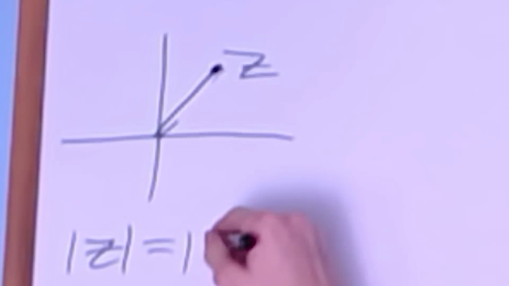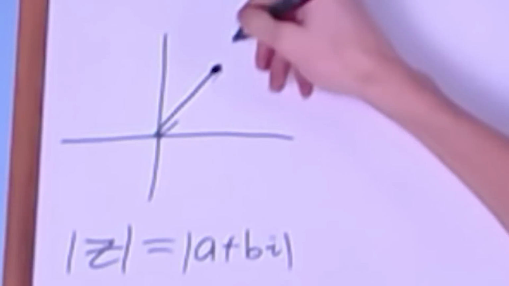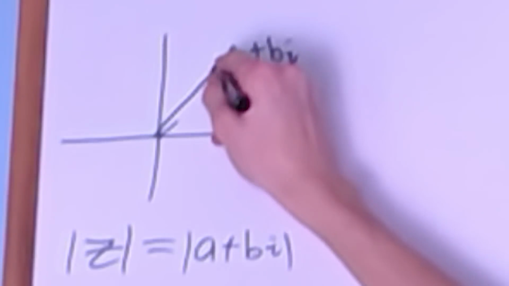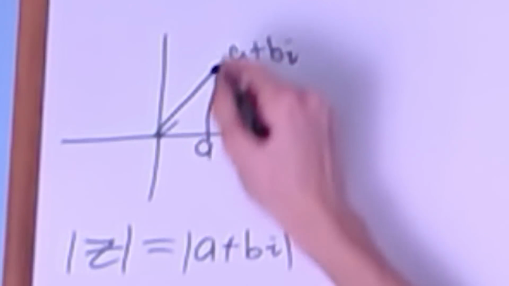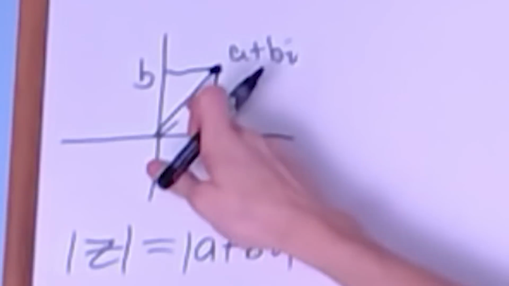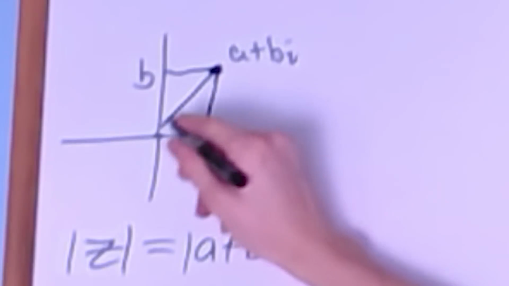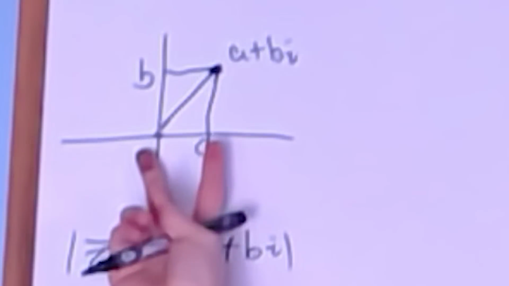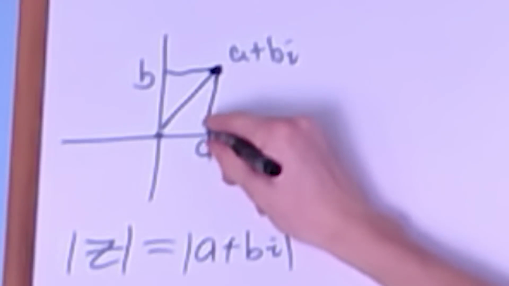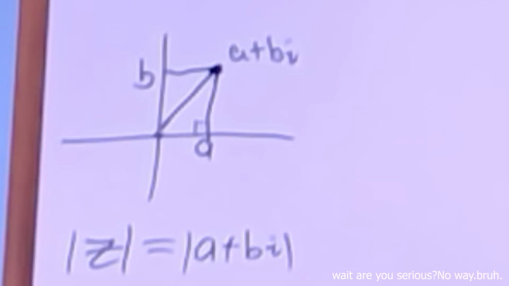Now let's suppose z is a plus bi. Then its real component is a and its imaginary component is b. So there is a distance a from the origin on the real axis and a distance b from the origin on the imaginary axis. You may notice that right here is a right triangle.